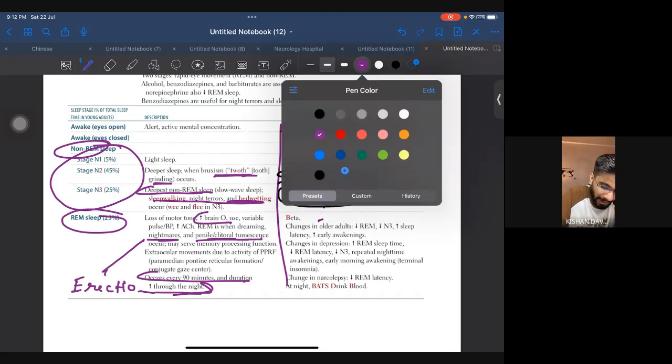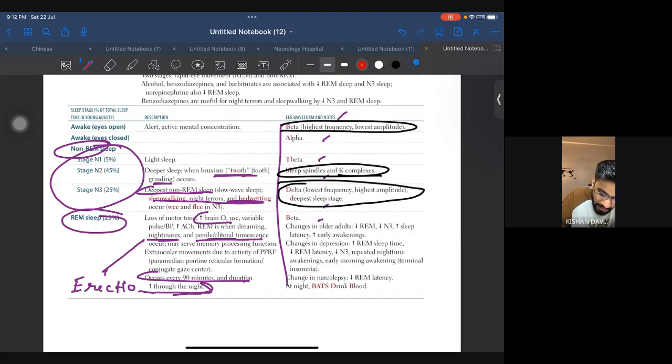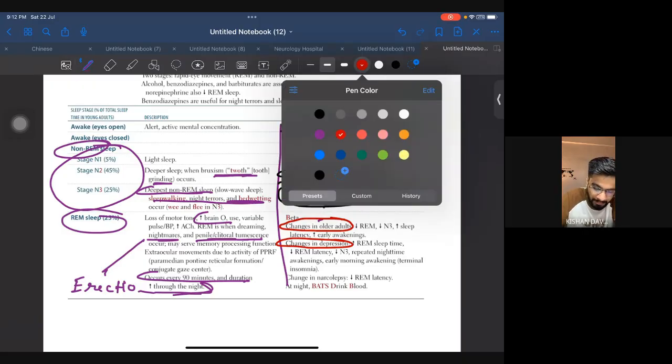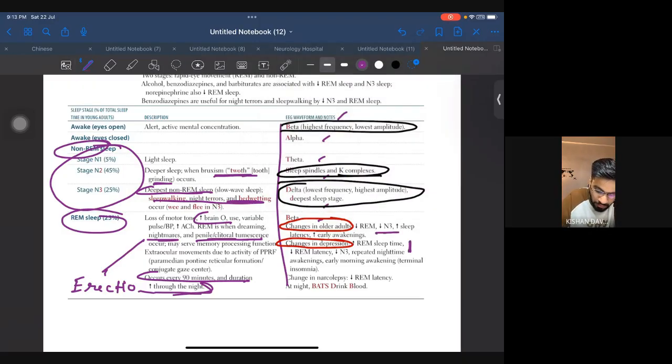Another high yield point here is they will ask you about the changes in the sleep cycle in older patients, and changes in the sleep cycle in MDD patients. MDD is major depressive disorder. So these are the parameters you need to remember. NBME has asked them and you will be asked too.